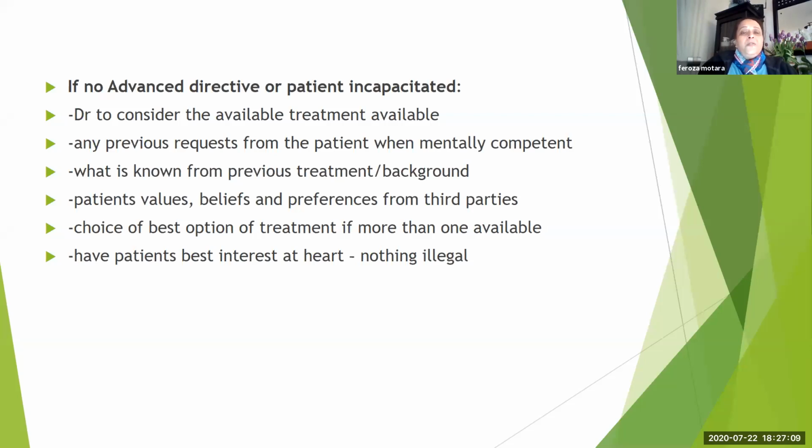What are those patients' values, beliefs, and preferences? And this again will all be from third parties or family who are with the patient. And what is the best option of treatment if more than one is available, particularly for that patient at that point in time? It's important to have the patient's best interests at heart, and most importantly, not to do anything illegal. So there are instances where family or people who are proxies or who are related to the patient in some way would come in, particularly if they stand to gain financially. So you have to be very aware of these things.